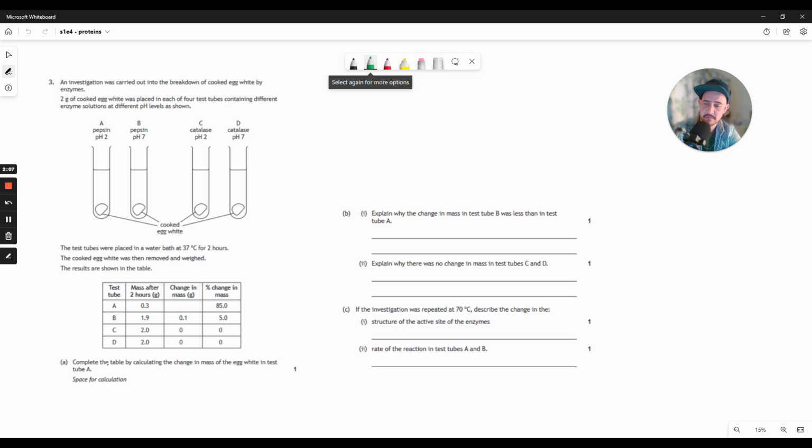So, question 1. Complete the table by calculating the change in mass of the egg white in test tube A. Okay, so this is quite simple. We know that it started off at 2 grams at the start, and it's now 0.3 grams. So it's just 2 minus 0.3. It means it's changed mass by 1.7 grams.